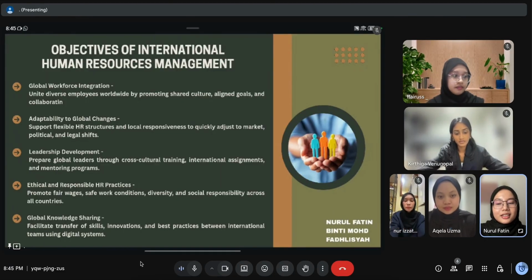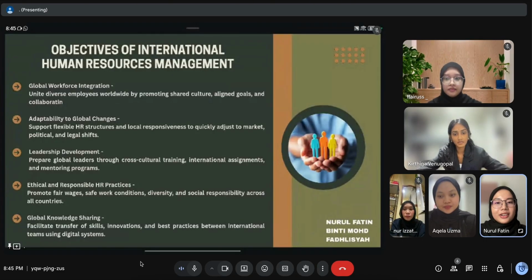And then the fourth objective of international human resource management is for ethical and responsible HR practices. The objective is to ensure fair, ethical, and socially responsible human resource practices in all countries of operation. A core part of international human resource management is upholding ethical standards in every location. This includes ensuring fair salaries and then safe working environments and also equal opportunities for all the employees.